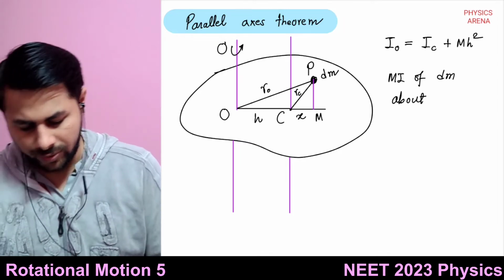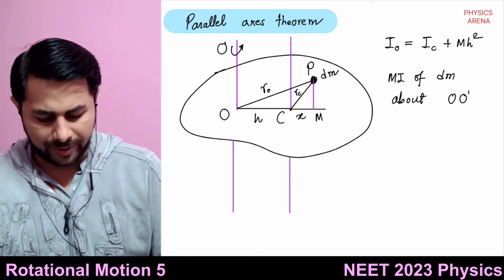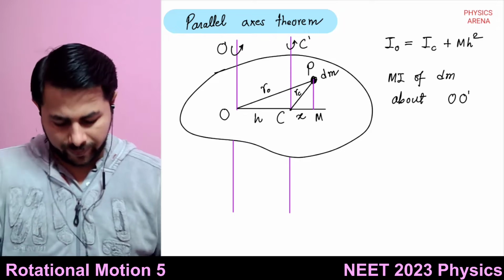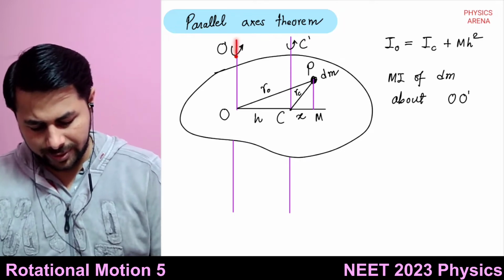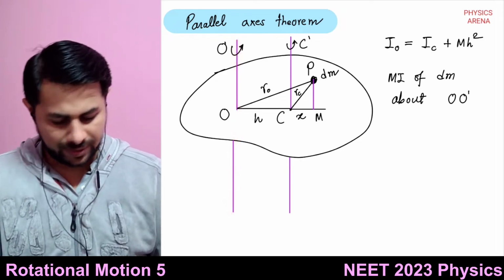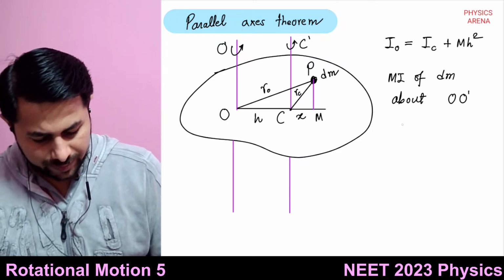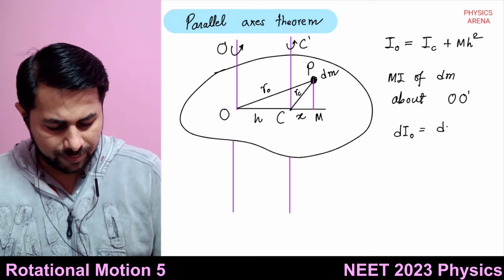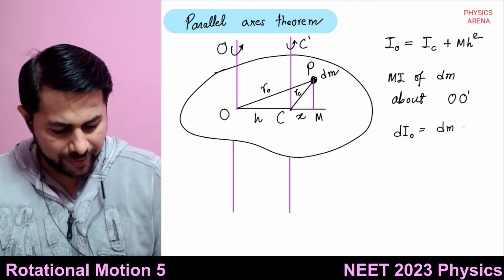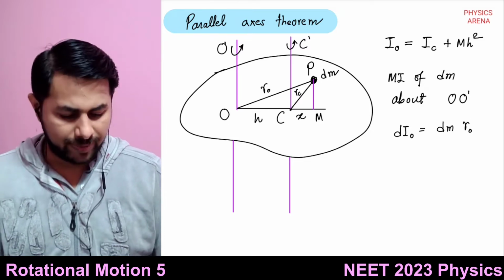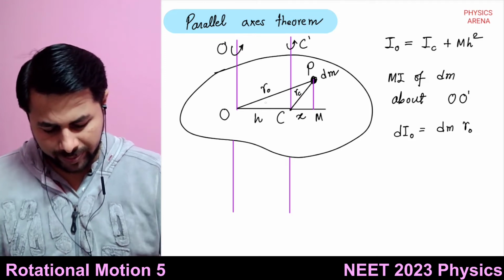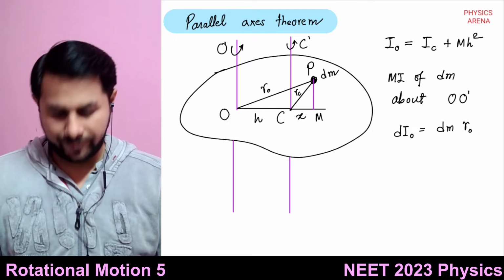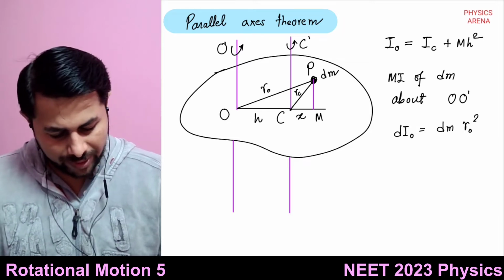Okay, let's call it O prime, and this axis is, suppose, C prime. So the moment of inertia about this O prime axis, let's call it dIO, is equal to mass multiplied by distance squared. So dm multiplied by its perpendicular distance from this axis, which is r naught. dm multiplied by r naught squared.